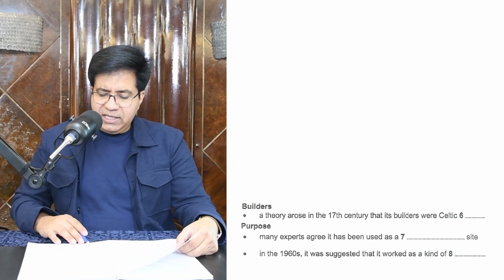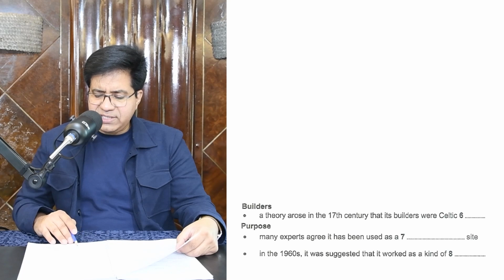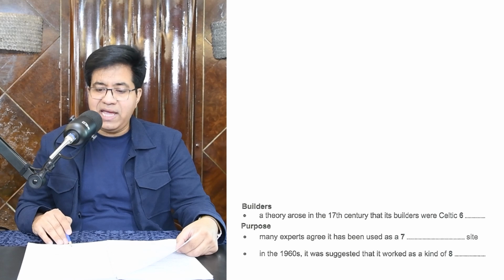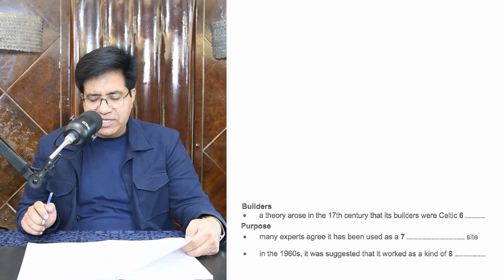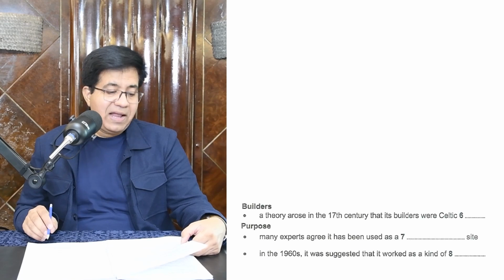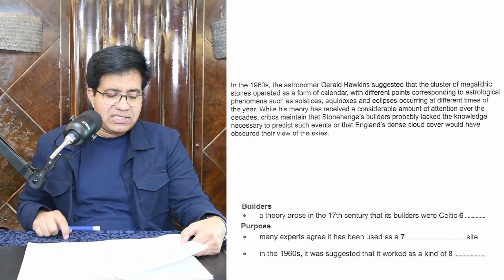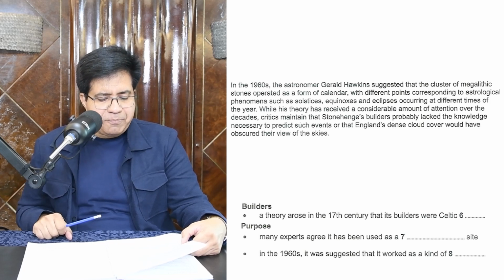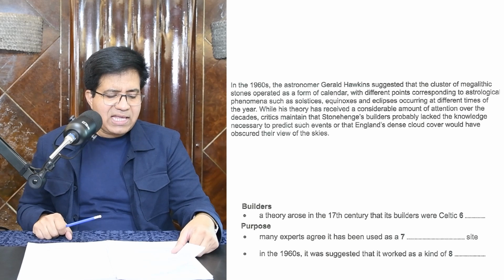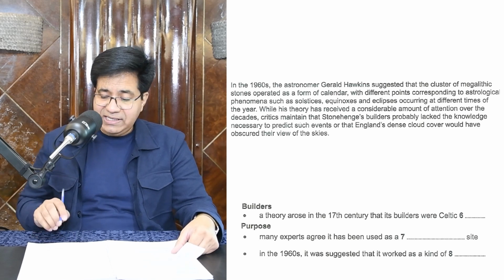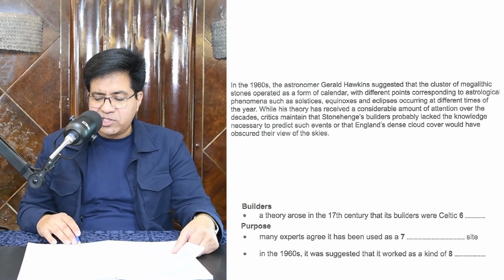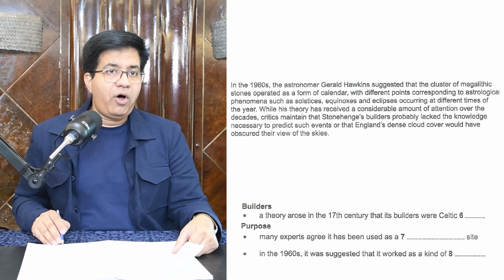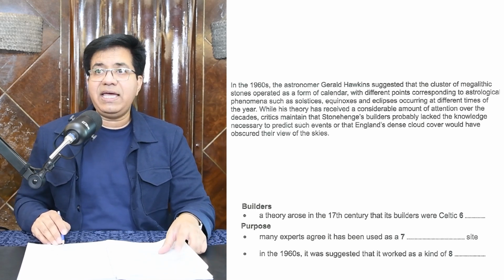Question number 8. In the 1960s, it was suggested that it worked as a kind of. It means Stonehenge worked as a kind of. 1960s, can you see that? Second last paragraph. In the 1960s, the astronomer Gerald Hawkins suggested that the cluster of megalithic stones operated as a form of calendar. As a form of calendar means in the 1960s, it was suggested that it worked as a kind of. Kind of and form of, they are synonyms. And the correct answer is calendar.